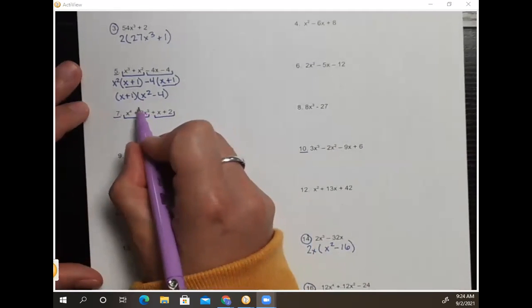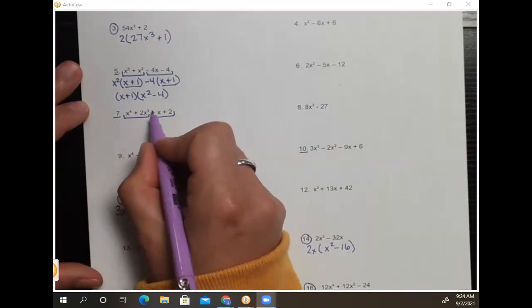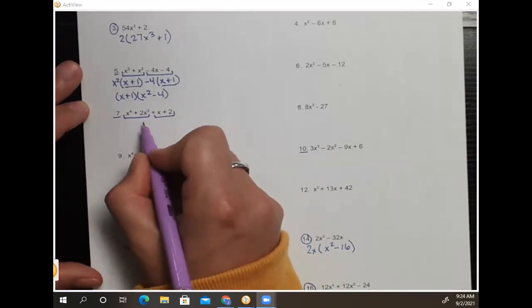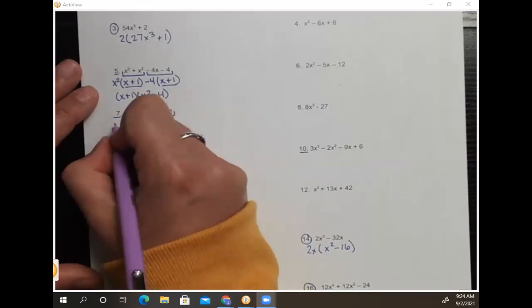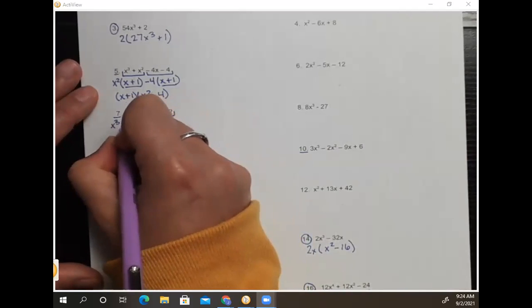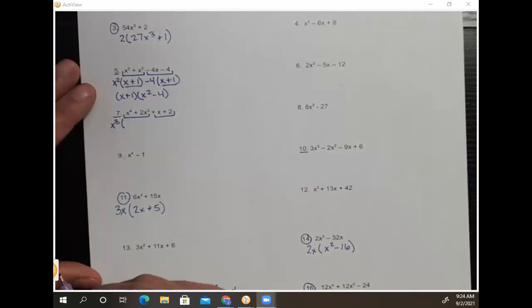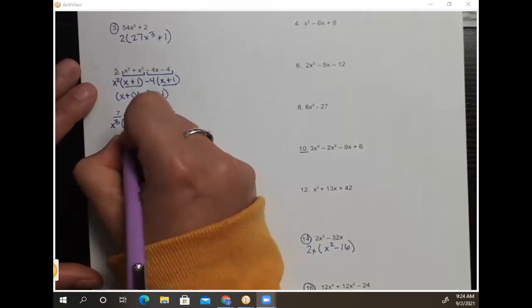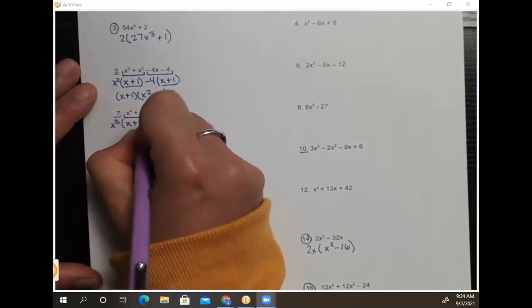And then for the first group, what's my greatest common factor? What's my GCF here? X cubed, very good. What's left over? X plus 2.